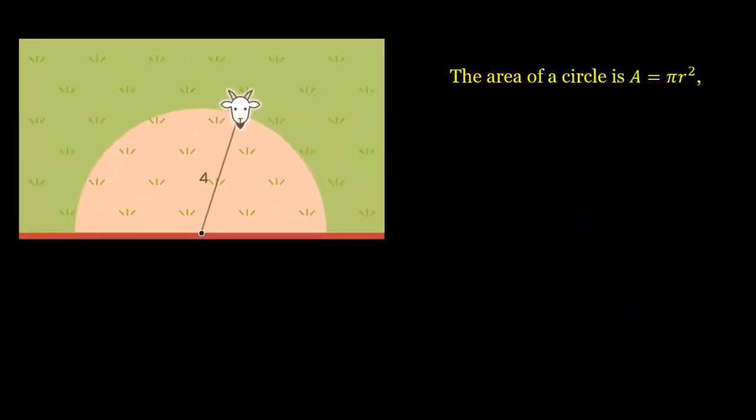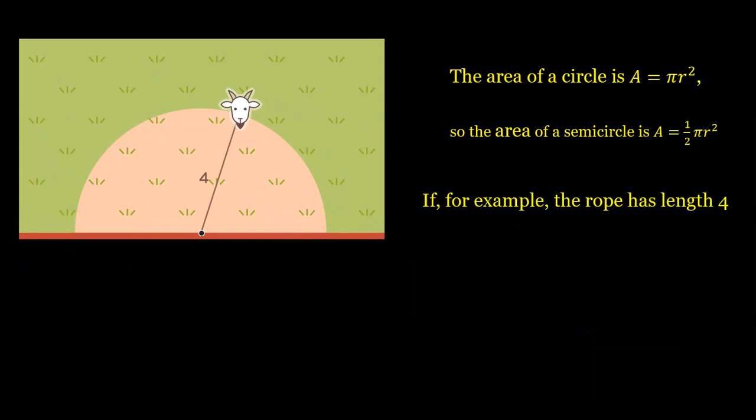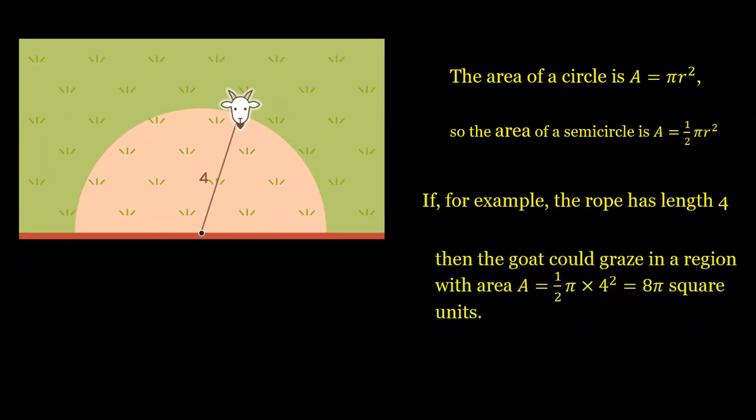The area of a circle is pi r squared. So the area of a semicircle is half pi r squared. If, for example, the rope has a length of 4, then the goat could graze in a region with area half multiplied by pi multiplied by 4 squared, which is equal to 8 pi square units.